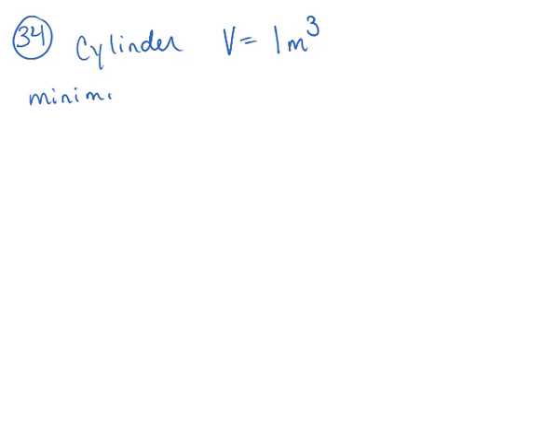Okay, on number 34 in section 4.7, you're asked to find the dimensions of a cylinder that has a volume of 1 cubic meter of minimal cost. So we want to minimize the cost, if the top and bottom are made of a material that costs twice as much as the material for the sides.